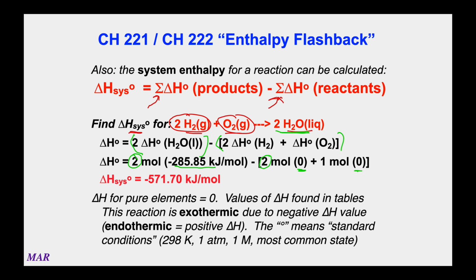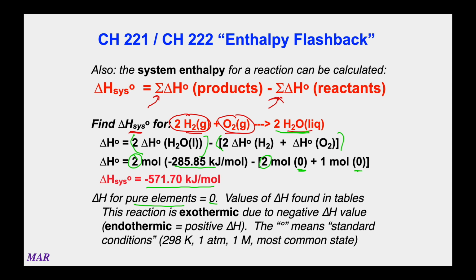If you look this all up in your book and you do the problem right, and I encourage you to do it, you should get a delta H for this reaction of minus 571.70 kilojoules per mole. And just as some quick reminders, the pure elements have values of delta H equal to 0. These are heats of formation. We look the values of delta H up in the table, and there's one in problem set 5 to use. This is an exothermic reaction because delta H is a negative number. If it was a positive number, we'd call it endothermic. And again, that little 0 there just means standard conditions, 298 Kelvin, 1 atmosphere of pressure, etc.